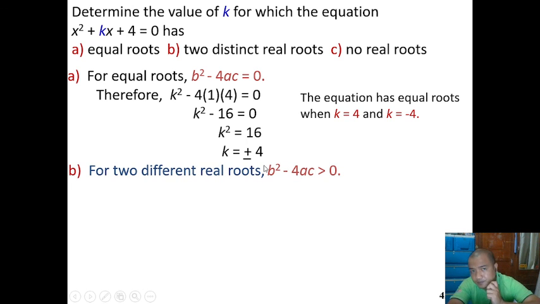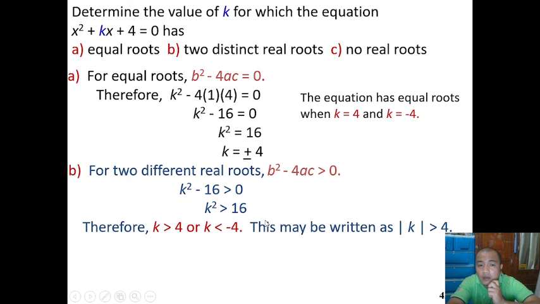How about 2 distinct real roots? The discriminant must be greater than 0. So k squared minus 16 is greater than 0, which we already solved. Take the square root of both sides. K is greater than 4 or k is less than negative 4. This may be written as the absolute value of k is greater than 4.